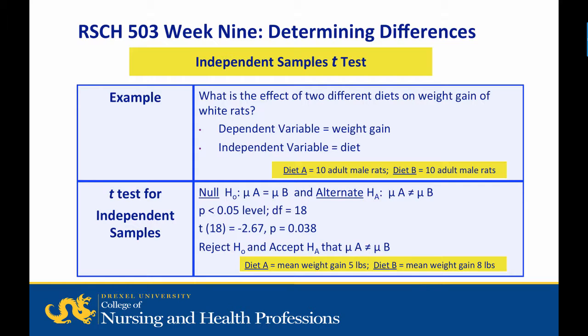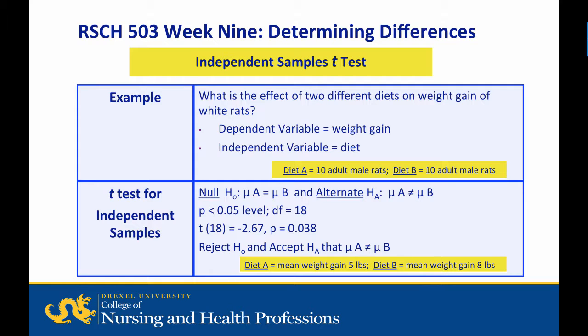First, you state the null hypothesis: the mu of sample A equals the mu of sample B. The alternate hypothesis is that the mu of sample A does not equal the mu of sample B, recalling that mu is the population mean. The probability or significance level, p, is chosen as less than 0.05. The degrees of freedom equals 18. There are 10 minus 1 white male rats in the diet A group, and 10 minus 1 in the diet B group.